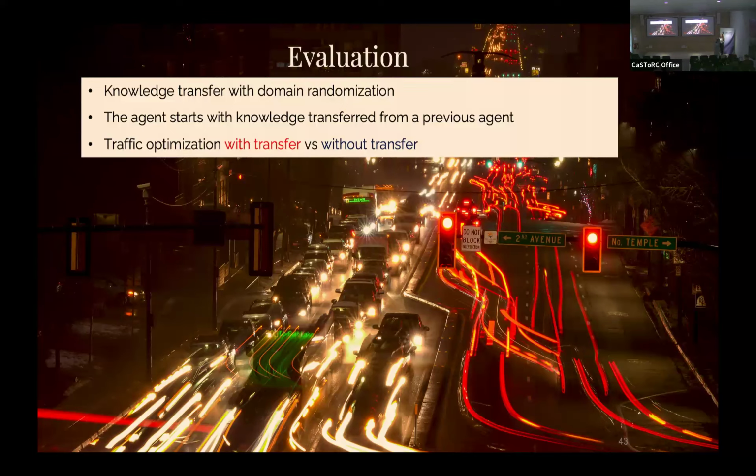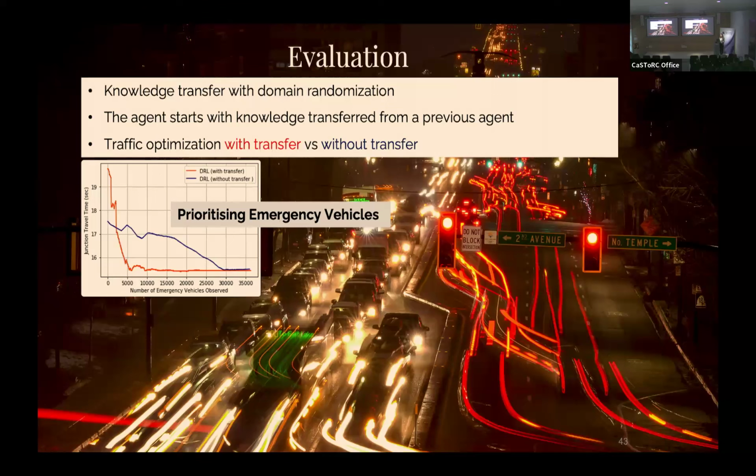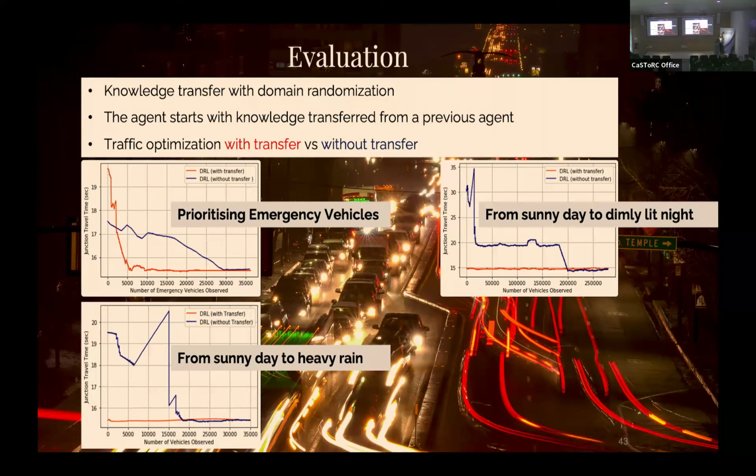So here, what I'm showing is in a system which has been trained only with treating all vehicles the same, we suddenly start giving it more rewards for prioritizing emergency vehicles. And the difference here, the blue line is what I've just told you. The red is with transfer, and you see how we can employ transfer learning to learn much faster.